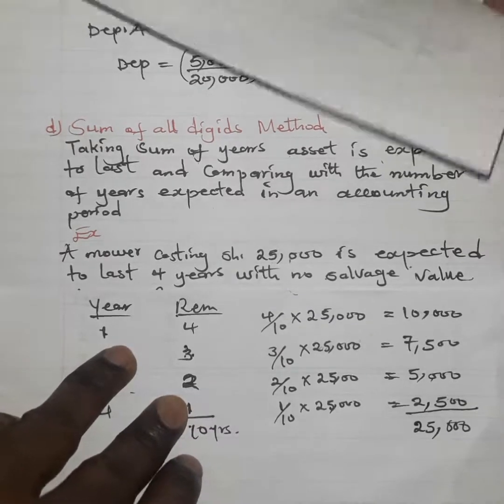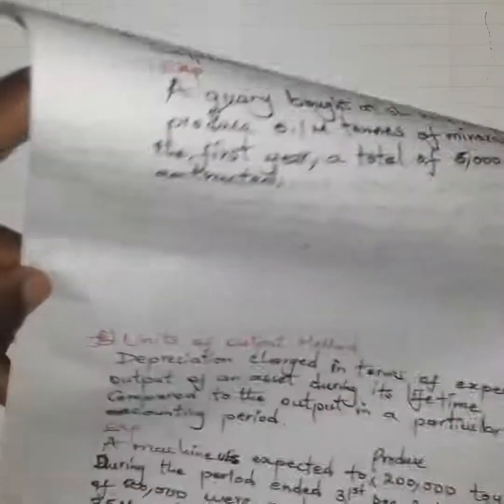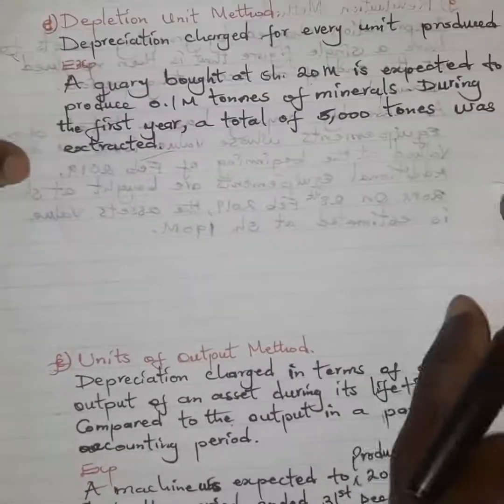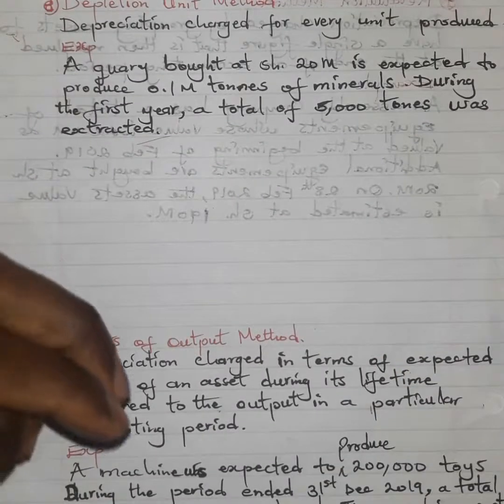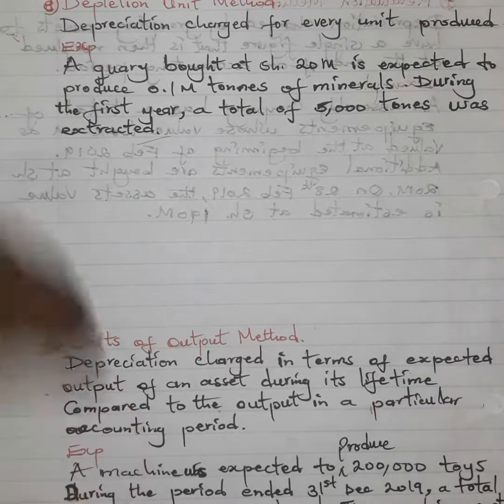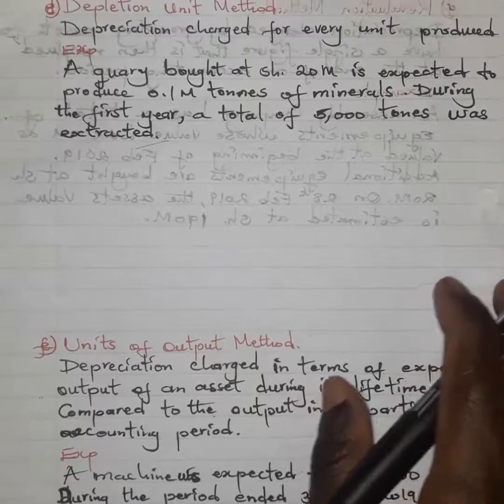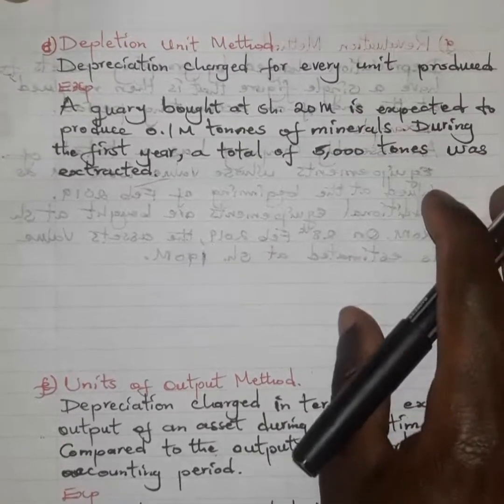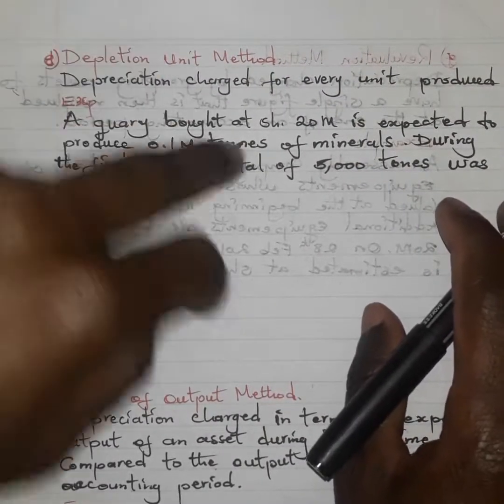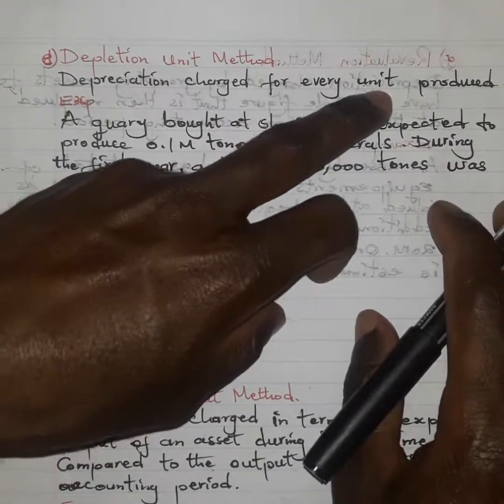Then of course we go to the fifth method, which is the depletion unit method. With the depletion unit method, we are talking about a case whereby depreciation is charged for every unit produced.